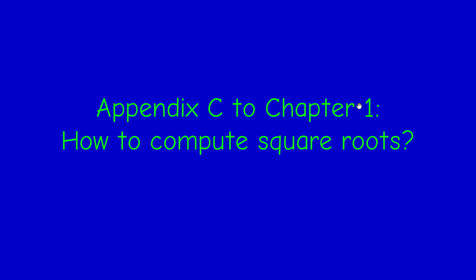So this is the third appendix, Appendix C to Chapter 1: how to compute square roots. It's an important question, because in school you learned how to do addition, multiplications, divisions, and so on. But how to compute radicals? I'm going to explain a simple algorithm for doing that.